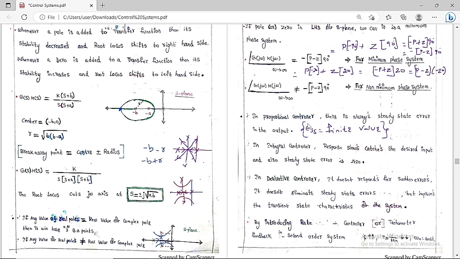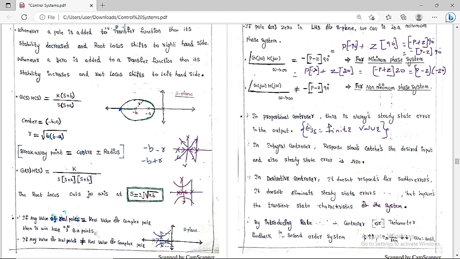So this point you always have to keep in your mind. Therefore, we can say in simple words that if you are going to use a proportional controller in a control system, then there is always some finite steady state error you are going to get. So this point always you have to keep in your mind.